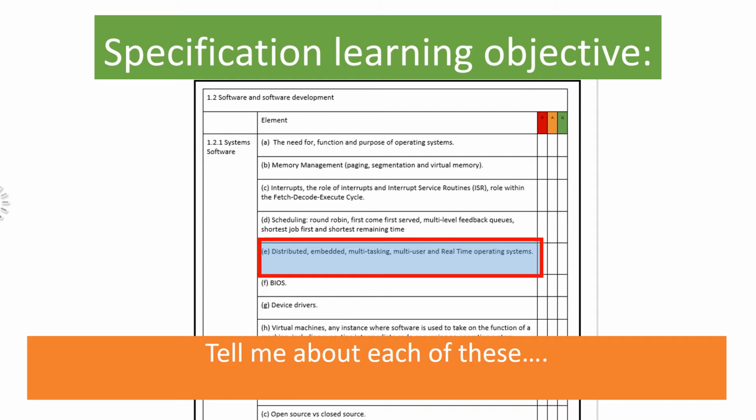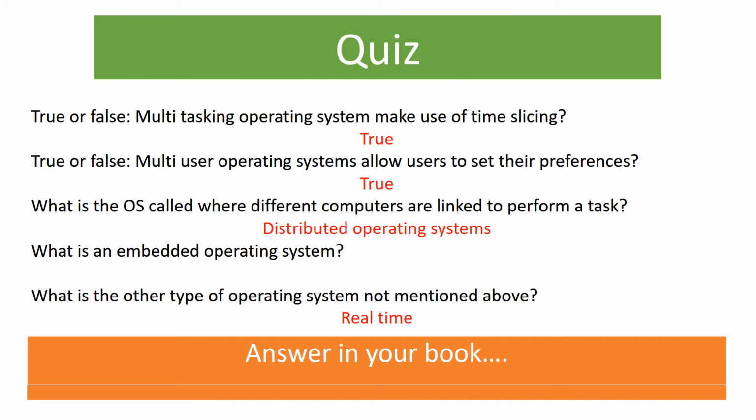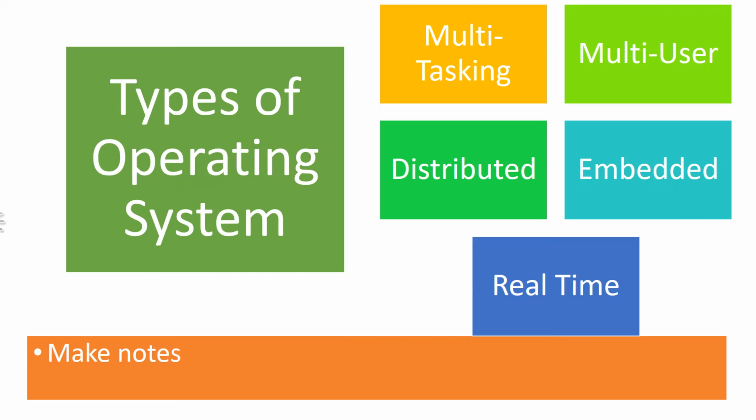Today we're going to be looking at the different types of operating systems. This includes distributed, embedded, multitasking, multi-user and real-time operating systems. Try to answer the questions and then look at the answers. Did you get them correct? Here are the 5 different types of operating systems.